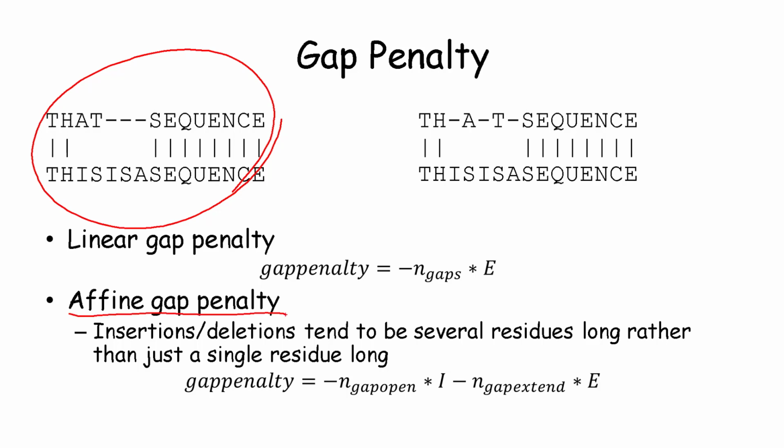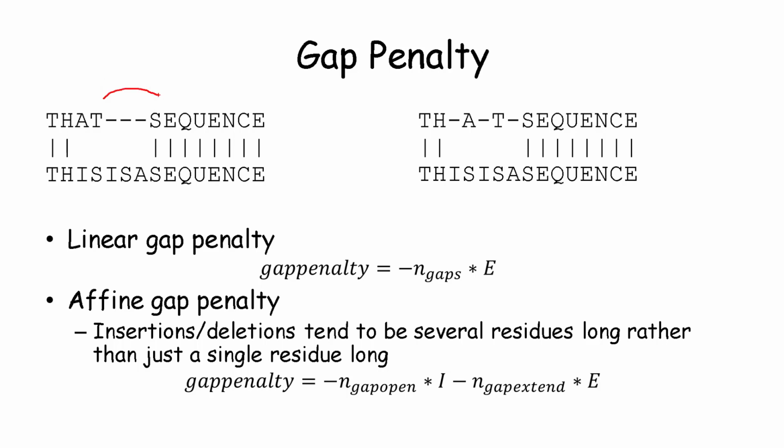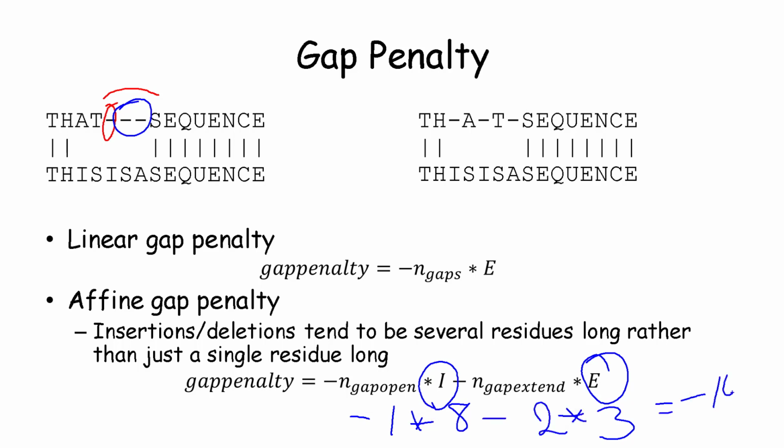In an affine gap penalty model, we distinguish between a gap opening character and a gap extension character. A gap opening is the first character in a stretch of gaps. In this first alignment, there's a single stretch of gaps, and the first gap character is the gap opening. The remaining gap characters are gap extension characters. Let's say gap opening penalty is 8 and gap extension penalty is 3. For the first alignment having 1 gap opening and 2 gap extensions, we would end up having -1 times 8 minus 2 times 3, which is -14.